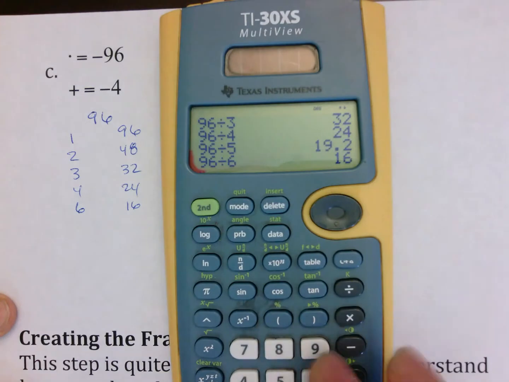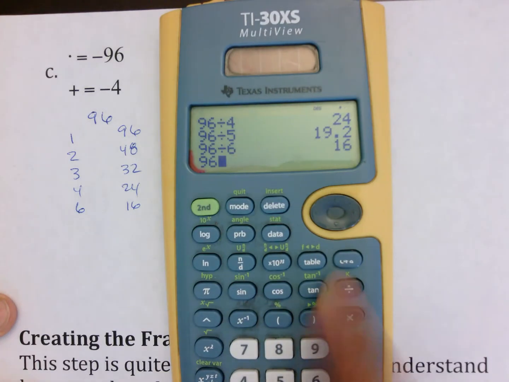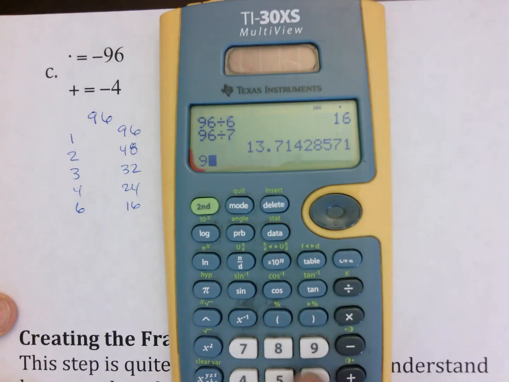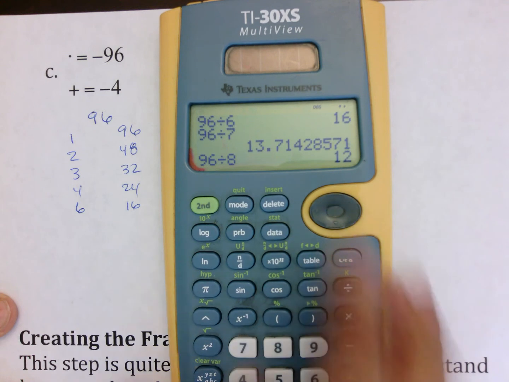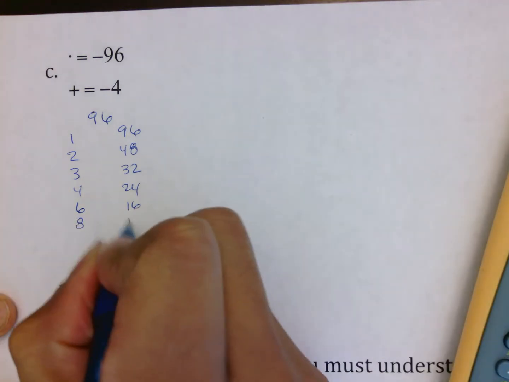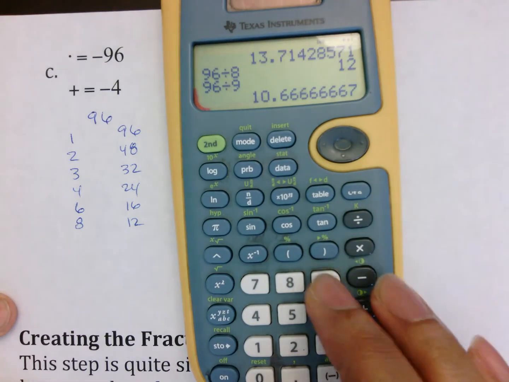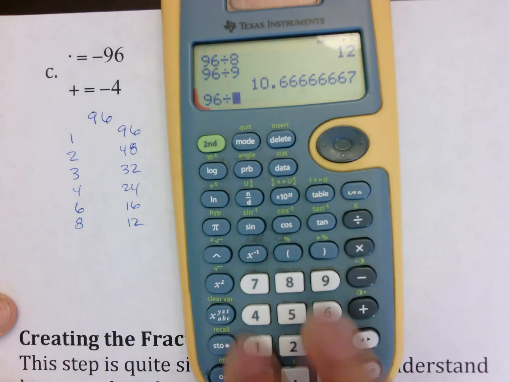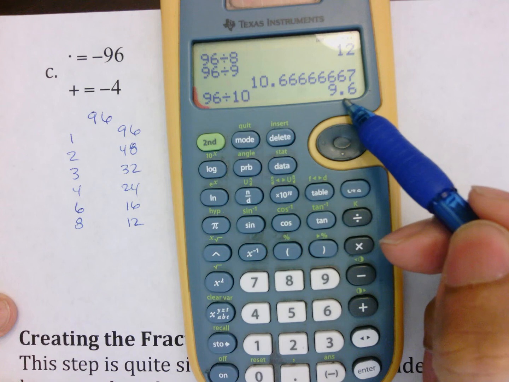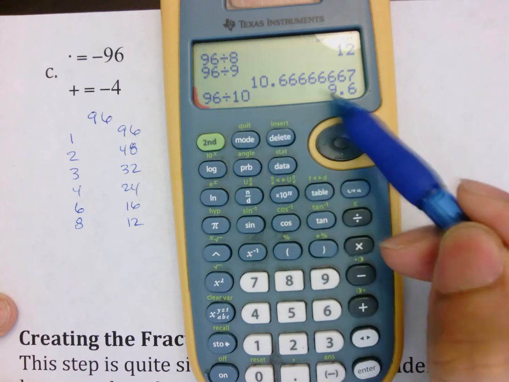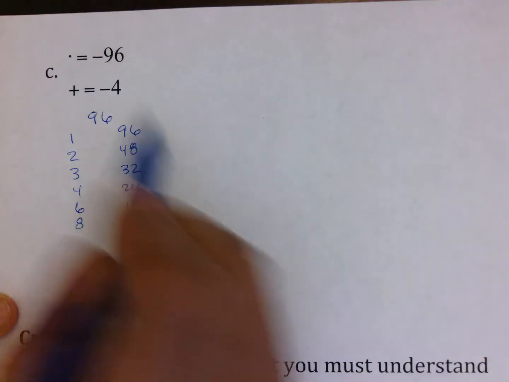Remember, we just keep going until our answer is smaller than what we type in. 96 divided by 7. Nope. 96 divided by 8. Yep, 8 times 12. 96 divided by 9 I don't think will work. 96 divided by 10. Notice that our answer is smaller than what we typed in. Again, you got to keep an eye out for that, which means that this is a closed set of answers here.